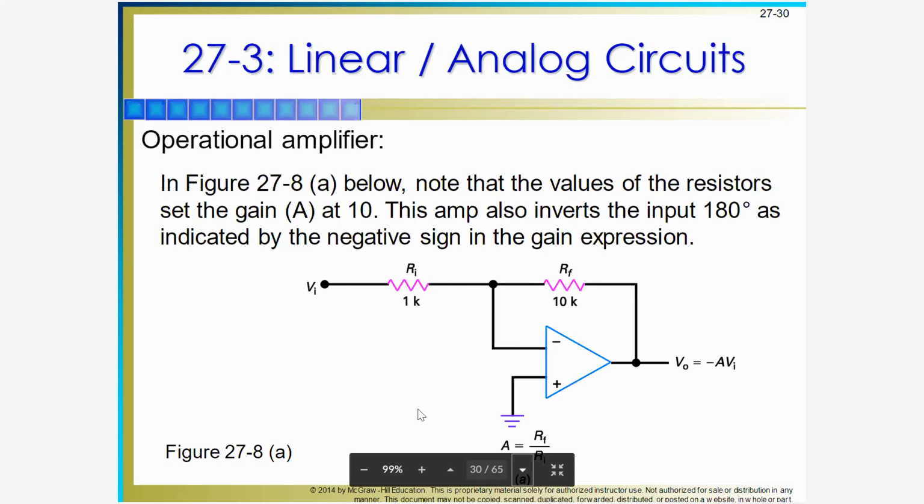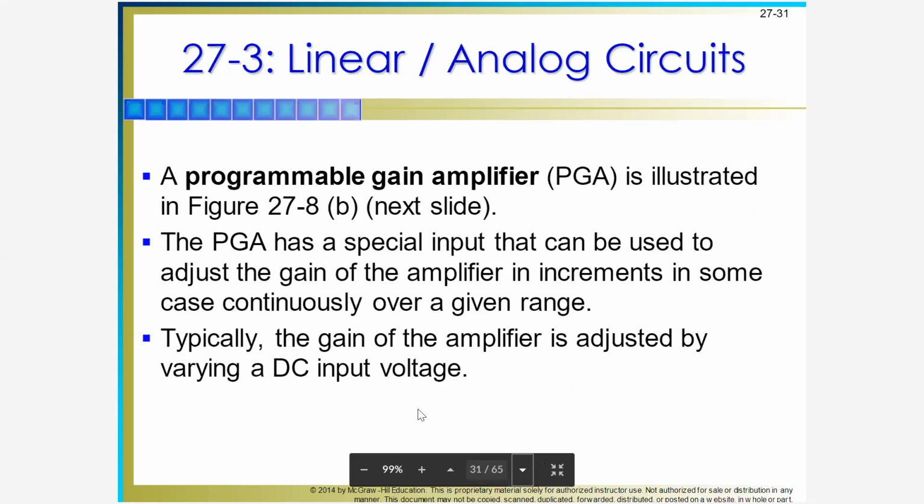What is the definition of a programmable gain amplifier, or PGA? A PGA has a special input that can be used to adjust the gain of the amplifier in increments, in some cases continuously, over a given range. Typically, the gain of the amplifier is adjusted by varying a DC input voltage.